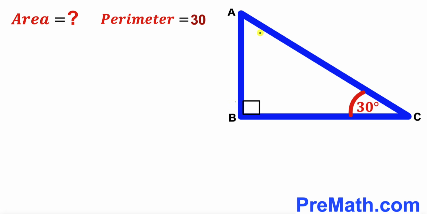Welcome to PreMath. In this video, we have this right triangle ABC along with this angle ACB of 30 degrees, as you can see in the given diagram, such that the perimeter of triangle ABC is 30 units. Our task is to calculate the area of this triangle ABC.